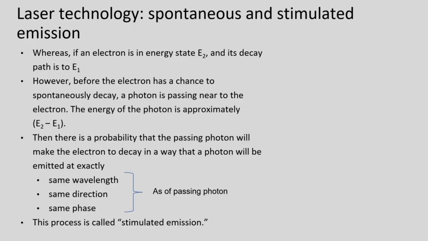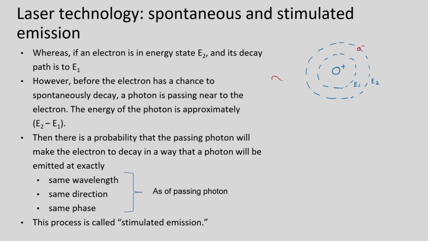Now, let us take the same atom which has a positive nucleus and two orbits, E1 and E2. Previously we have seen that if the electron at the higher energy state E2 drops to E1 spontaneously, we consider that as spontaneous emission. But now let us take one example. We have an electron in its higher energy state.